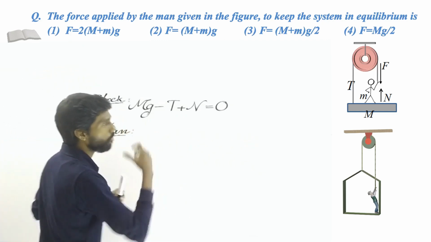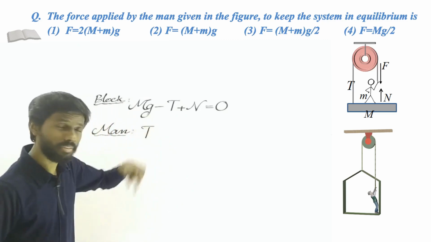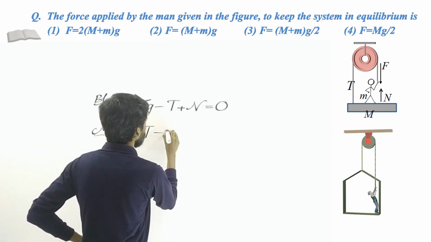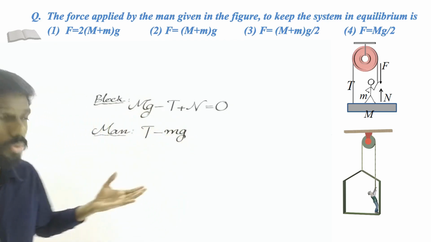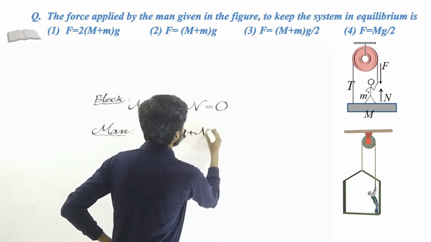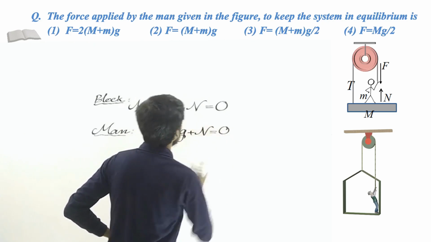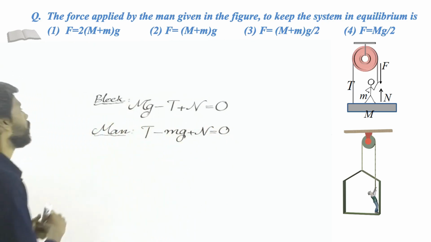Now, there is a tension force in the upward direction, T, and also gravitational force in the downward direction, so minus mg, and also the normal force due to that plank, so that is in the upward direction, so plus N, that must be equal to 0. Okay, so that's all. Now we solve these two equations to get our required tension.